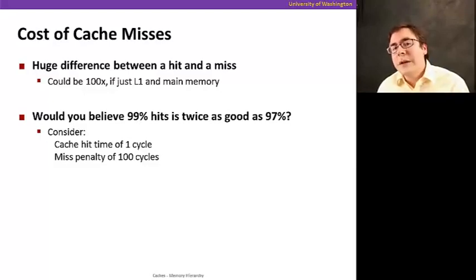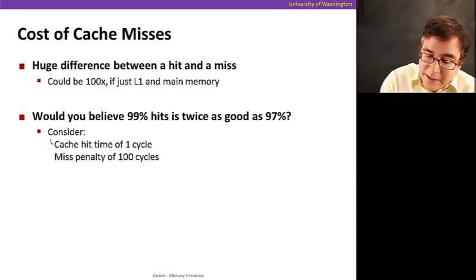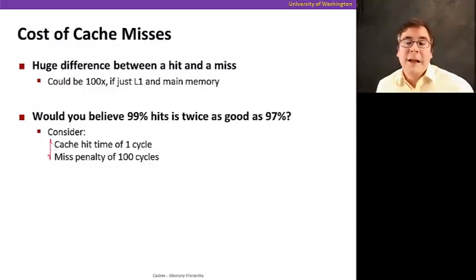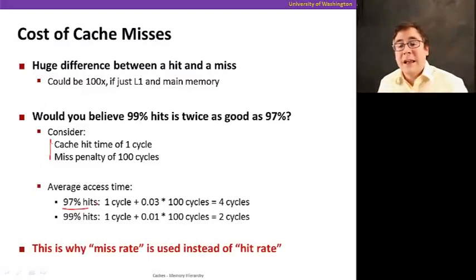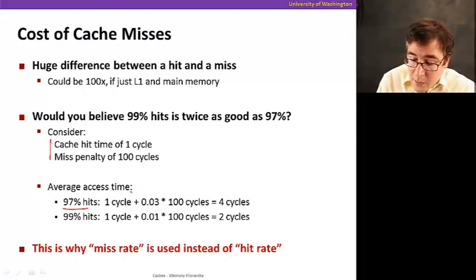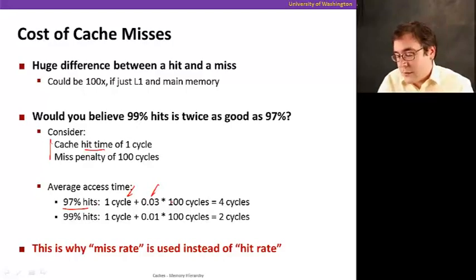And just to make you see this in numbers, would you believe that a 99% hit rate is twice as good as a 97% hit rate in terms of time? Let me show you. We say that a cache hit costs 1 cycle, and the penalty of taking a cache miss is 100 cycles. It means that the average access time for a 97% hit rate is 1 cycle, because you always pay the hit time, plus 3% of the time you're going to pay 100 cycles, which is your penalty. That leads to a 4 cycle average cost.